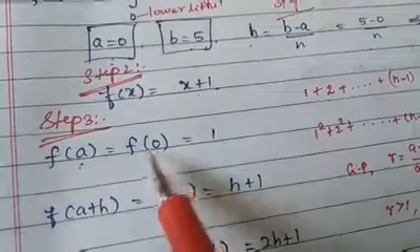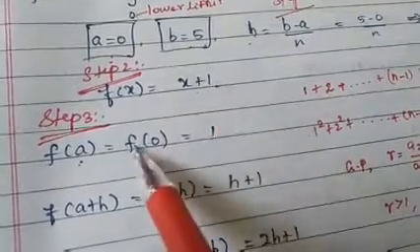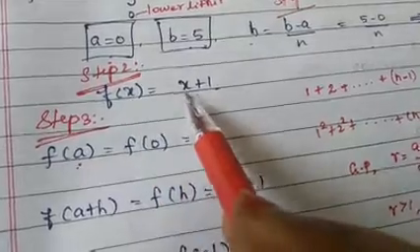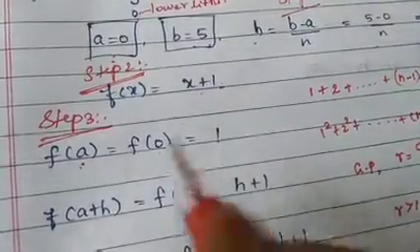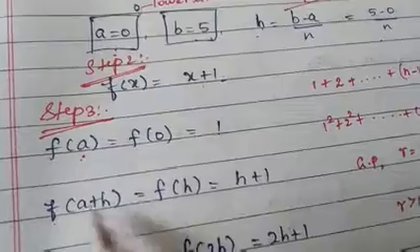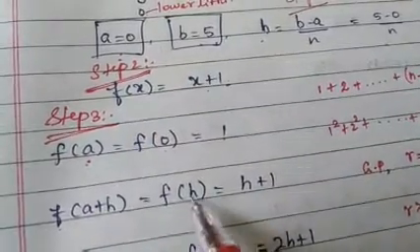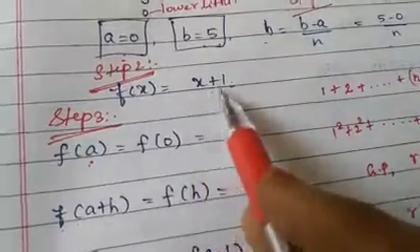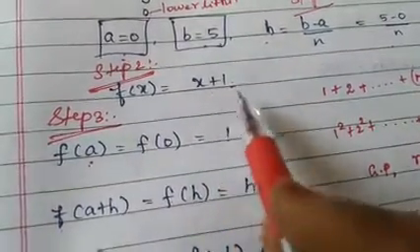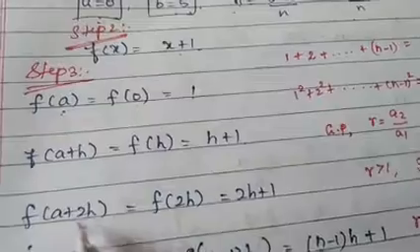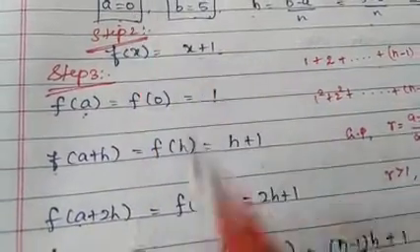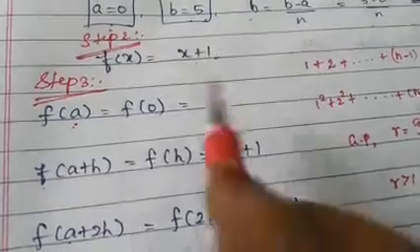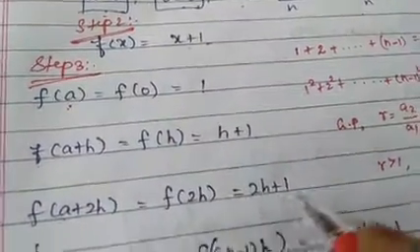A value is 0. Therefore, f of 0. F of x is x plus 1. Therefore, f of 0 is, in the place of x, you need to substitute 0. Therefore, 0 plus 1 is nothing but 1. The next one, f of a plus h. A value is what? 0. Therefore, f of 0 plus h is nothing but f of h. In f of x is x plus 1, therefore f of h will be h plus 1. The next one, f of a plus 2h. That is, a value is nothing but 0. F of 0 plus 2h is nothing but f of 2h. Therefore, in the place of x, you need to substitute 2h. Therefore, you will get 2h plus 1.